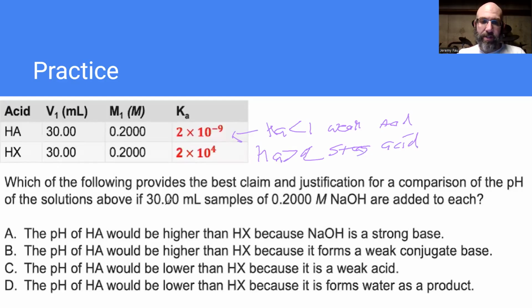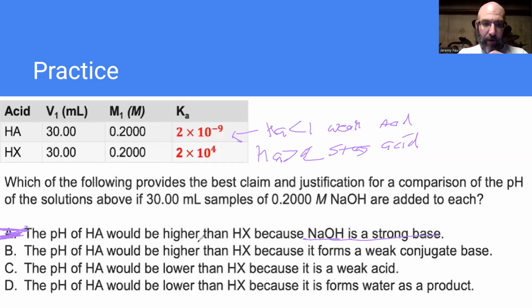Okay. So it wants to know what would happen if we added something basic to it. If we're adding a base to this, it wants to know what's going to happen to the pH. The pH of HA would be higher because NaOH is a strong base. Well, this is true, but it's a strong base for everybody. So that doesn't really make any sense. So no.